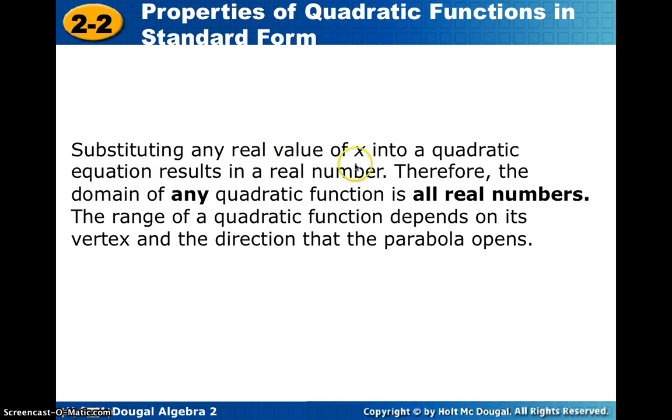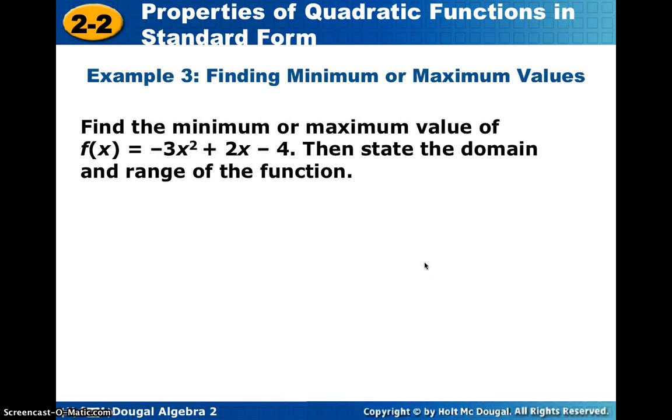Substituting any real value of x into a quadratic equation results in a real number. Therefore, the domain of any quadratic function is all real numbers. The range of a quadratic function depends on the vertex and the direction that the parabola opens.